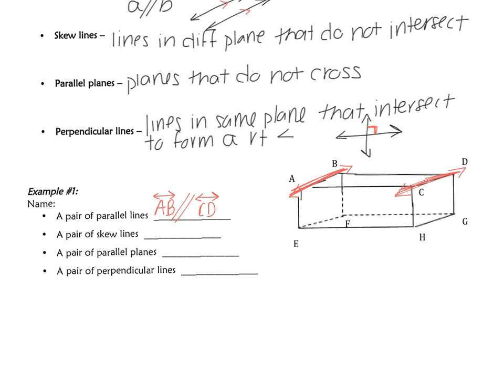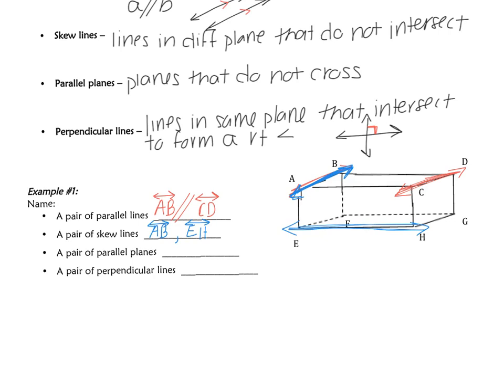Now, a pair of skewed lines, again, definition, lines in a different plane that do not cross. So if I look at AB again, that'll be kind of my reference line. AB is on a different plane and will not intersect line EH. So I'm going to write AB, and you just kind of put a comma to show skewed. So line AB is skewed to line EH. Different plane and do not cross.